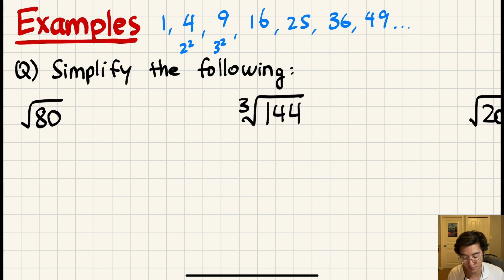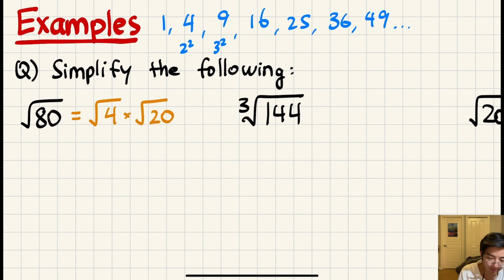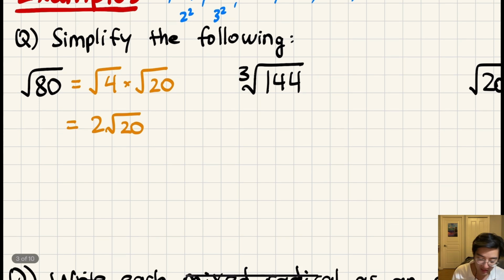Now take the first example here: the square root of 80. We know that 80 can be split into the factors 4 times 20, which gets us 2 times the square root of 20. Right away, it's already looking a lot smaller. All we did here was take out a perfect square as one of the factors. Now we notice that 20 can actually be simplified even further. 20 is just 4 times 5.